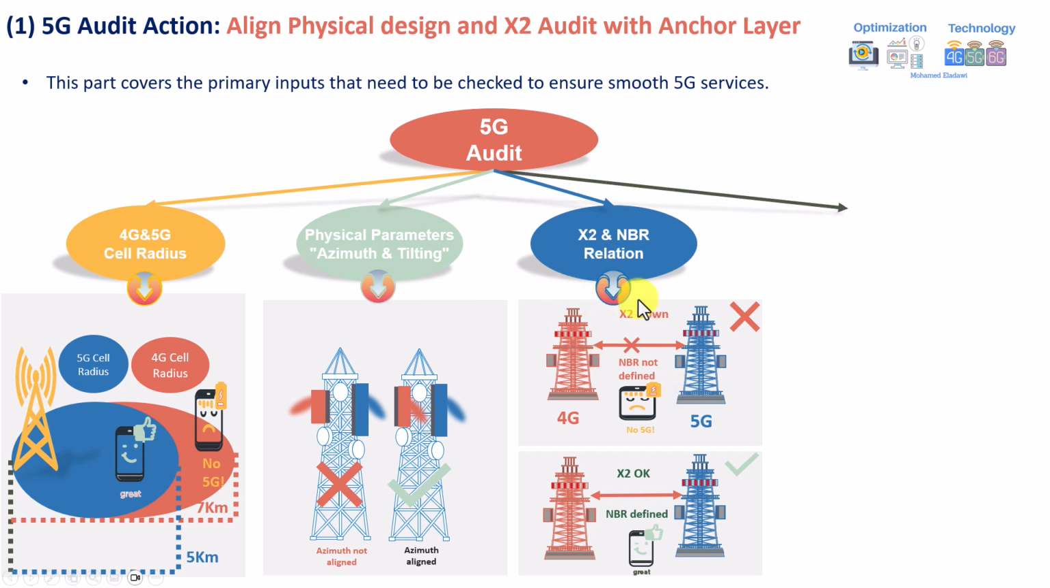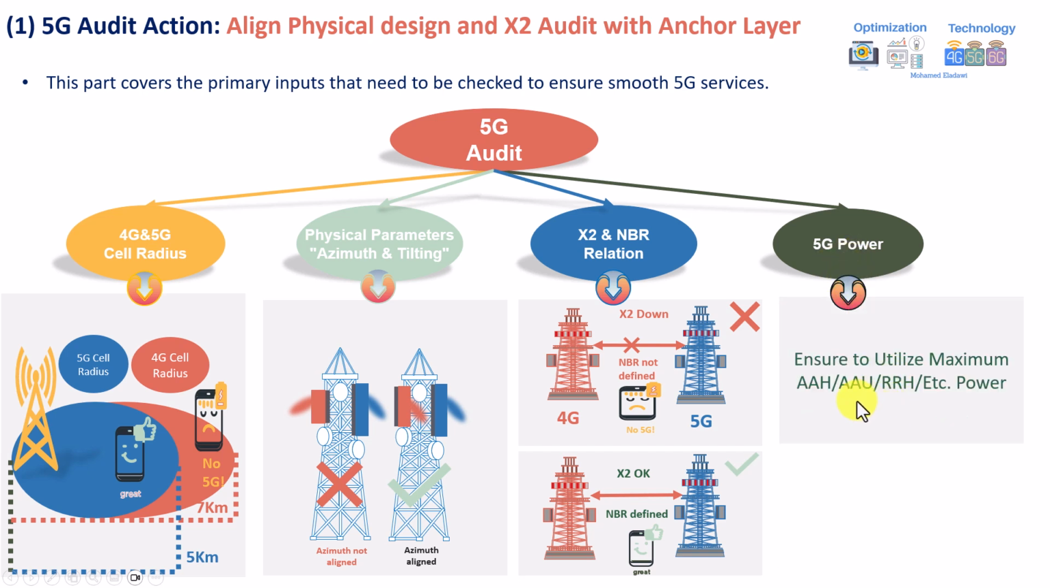The fourth part is like a generic part that you need to look into. That's 5G power. Usually when using your AAU or active antenna unit, or even RRH or RU, depending on what kind of hardware you're using, you need to ensure that the maximum power is being utilized. But for sure, after considering any government regulation about the maximum power, in case there is no limitation, you need to ensure that the maximum power is aligned for both 5G and 4G, particularly for 5G as well, in order to have more coverage footprint. So this was the first part.